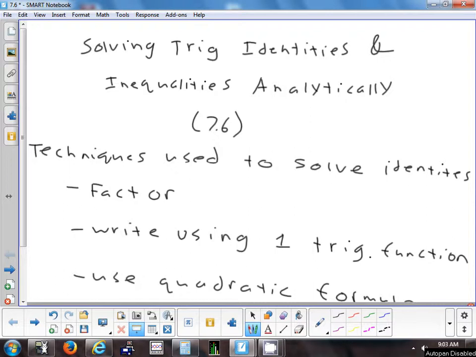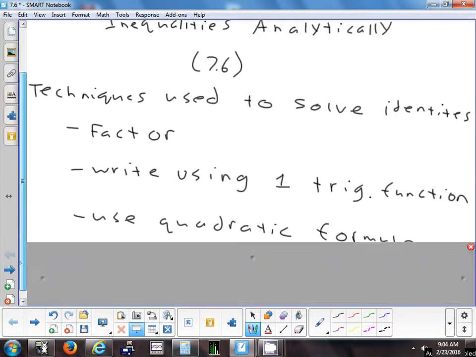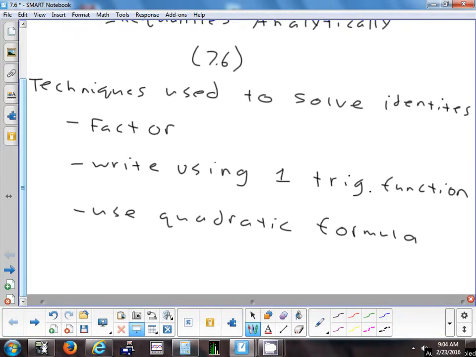We did some factoring in some of the homework problems. You pull out what they have in common. Another technique is writing everything in terms of one trig function. If you have a problem with different trig functions, like sines and cosines, we'd rather have just one trig function. And the last thing that's going to help us is the quadratic formula.